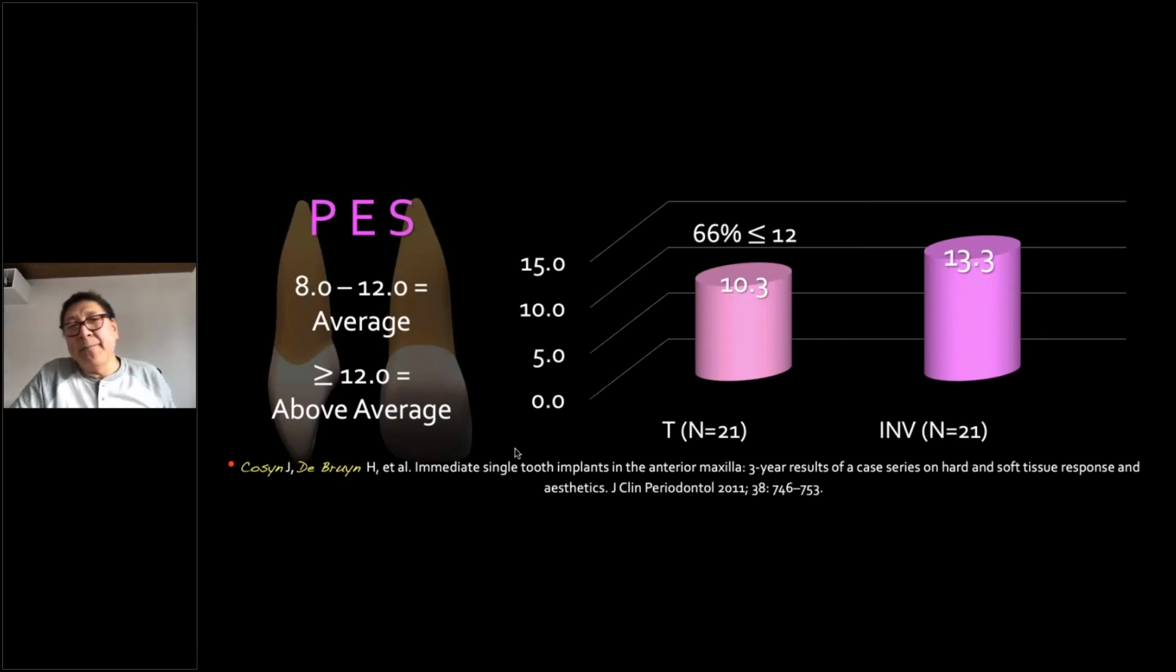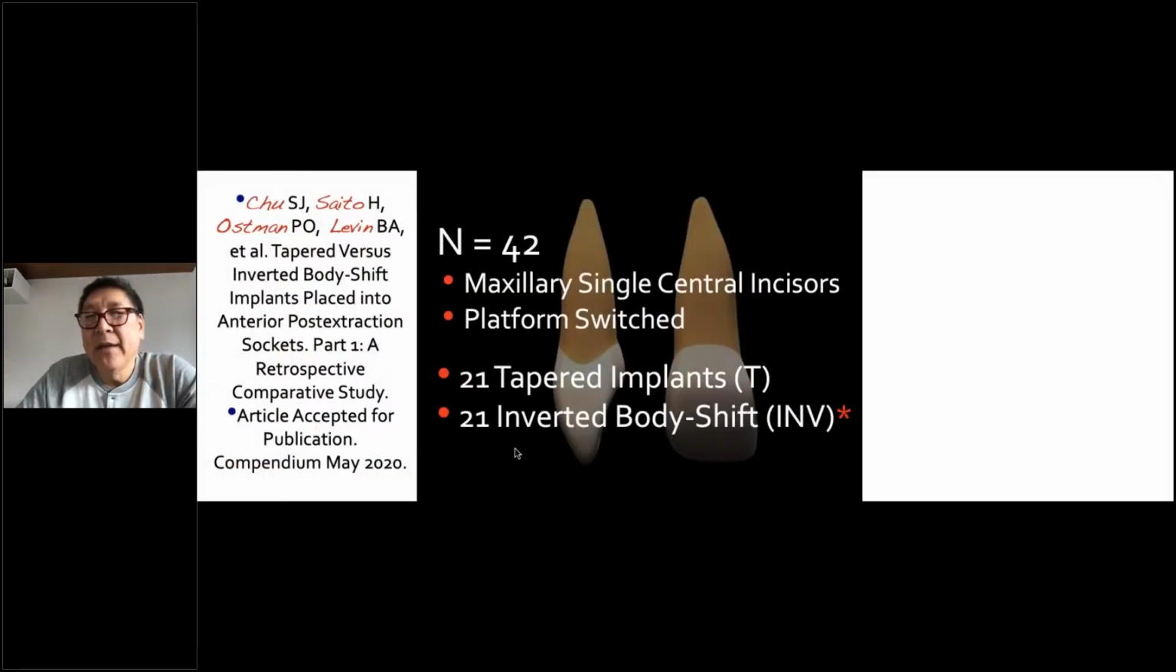In fact, in the tapered group, roughly 2/3 were considered average, whereas only 14% in the inverted body shift category were considered average. So we had 85%, or the majority of the implants in the inverted body shift group, being above average. And I think that's a key element in this whole discussion.